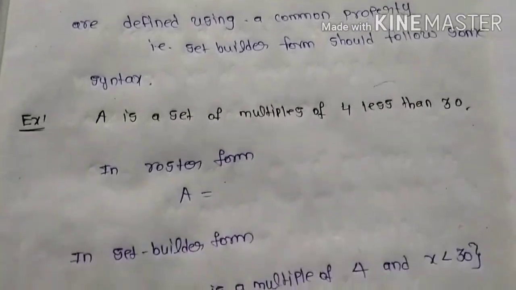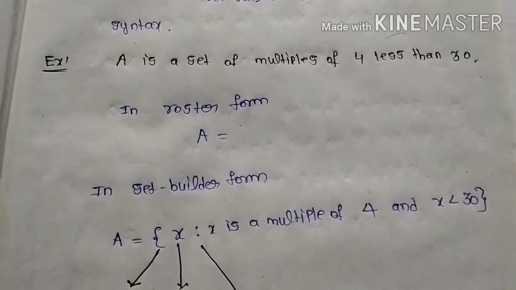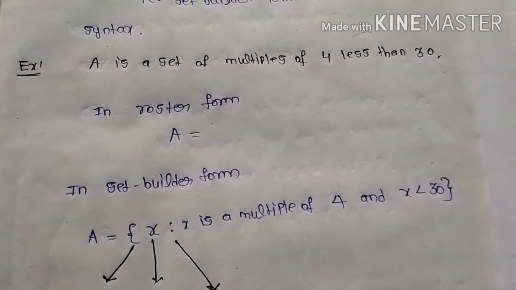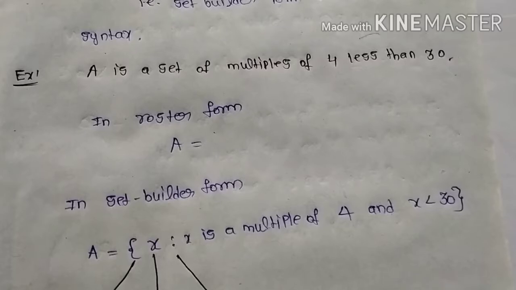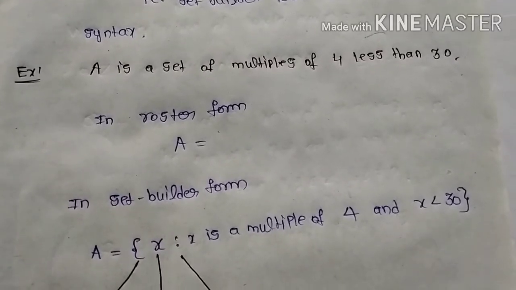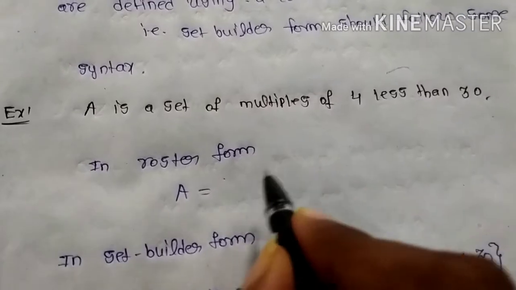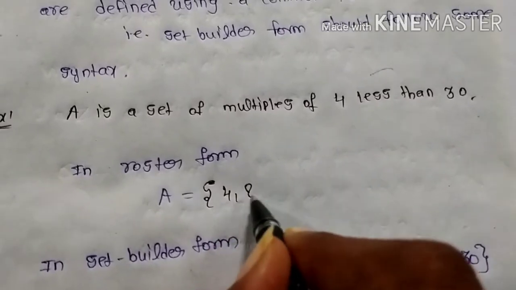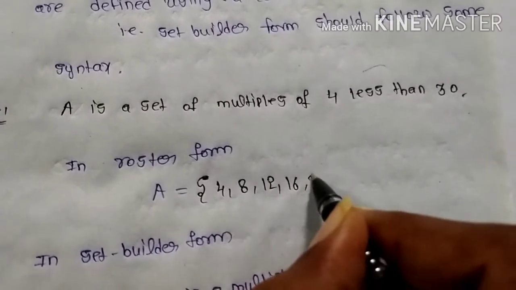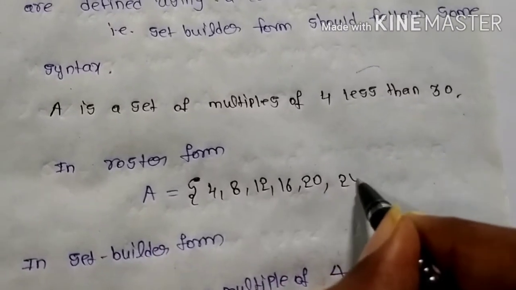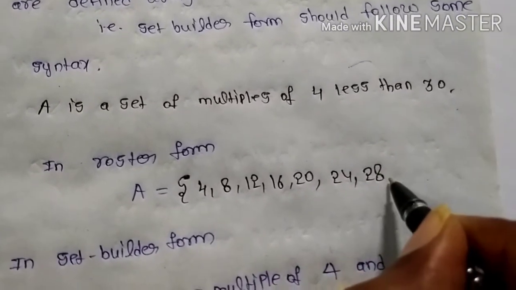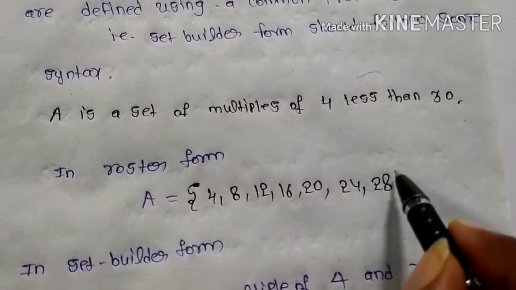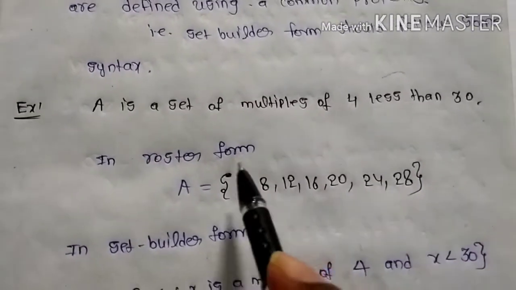See here, A is a set of multiples of 4 less than 30. What are the multiples of 4? Just think. First, 4 1s are 4, 4 2s are 8, 4 3s are 12, 4 4s are 16, 4 5s are 20, 4 6s are 24, 4 7s are 28, 4 8s are 32, but they have mentioned here less than 30. So can I take 32? I am not taking 32. Is it okay? Very easy in roster form.